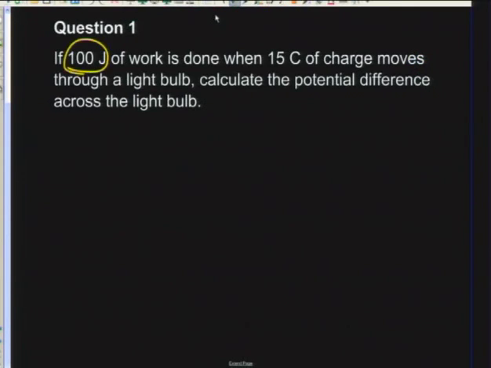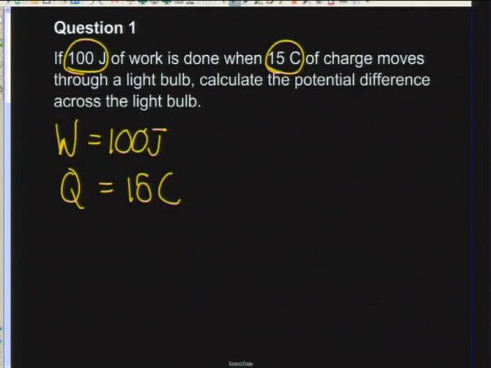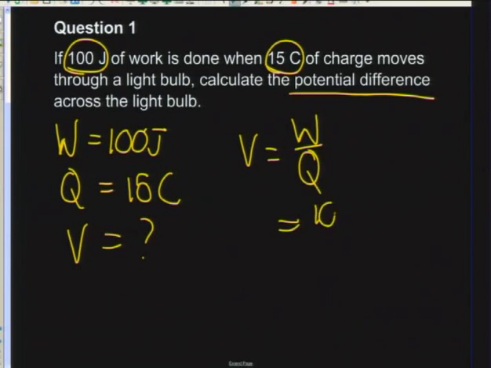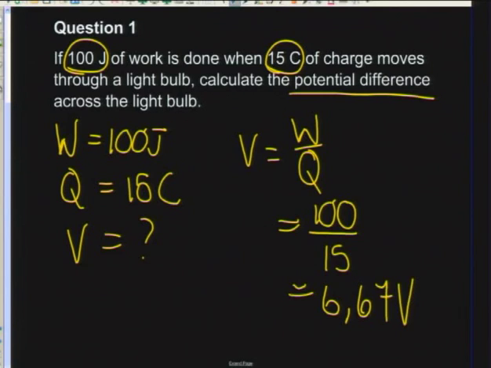All right, 100 joules of work, so that's 100 joules, is done when 15 coulombs, so that's charge, moves through a light bulb. Calculate the potential difference. That's voltage across the light bulb. Nice and simple. V equals W over Q. So that means I'm going to go 100 divided by 15, which gives me, and I have worked these out already, so we don't need to spend too much time on the calculator. I'm hoping you guys can all do that. 6,67 volts. Remember, 2 decimal places, okay?